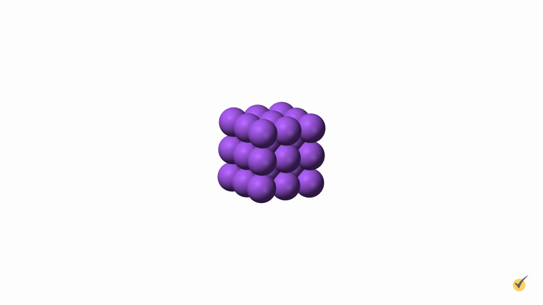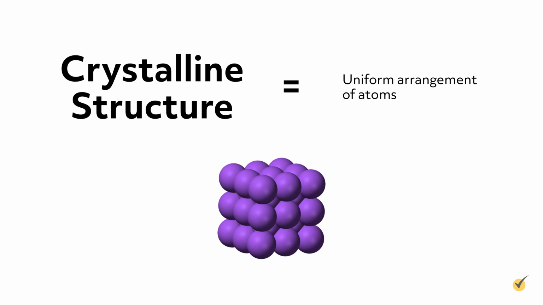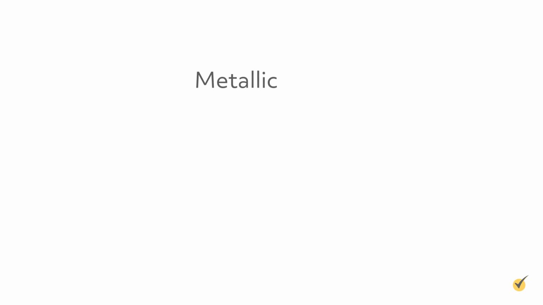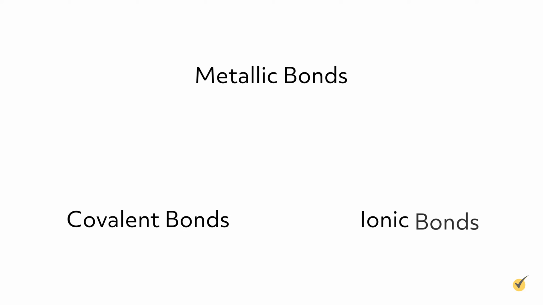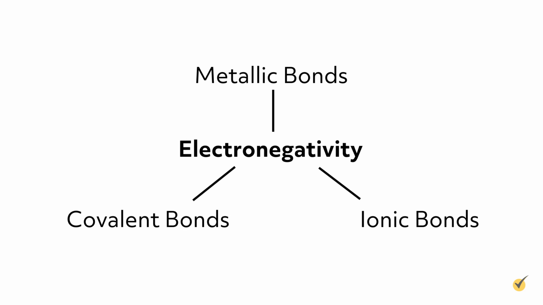metals and metal alloys. A metal or metal alloy typically has a crystalline structure with a uniform arrangement of atoms throughout the substance. The primary attribute that differentiates metallic bonds from covalent bonds and ionic bonds is based on the relative electronegativities of the atoms involved. Each of these bond types results in different behaviors for the associated electrons.